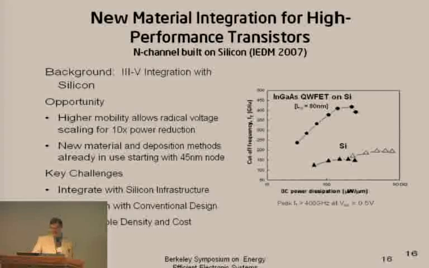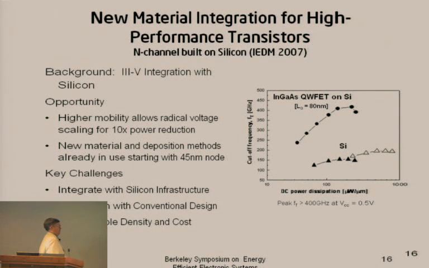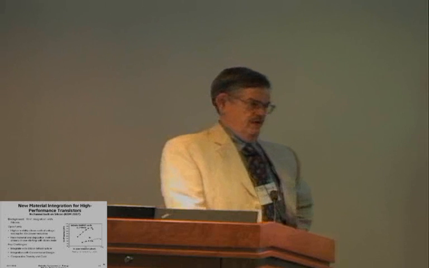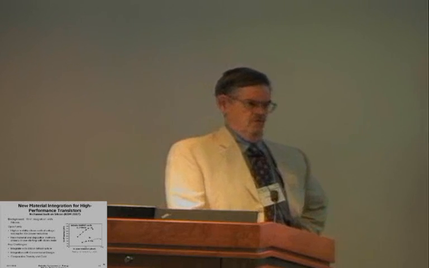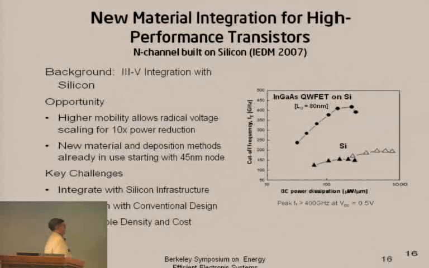However, introducing III-V channel materials into silicon posed a huge problem as far as matching the lattice constant between the silicon and the III-V material. So the key element there was to introduce a buffer layer that could mitigate the defects that would normally be associated with the difference in lattice constants. In addition, we needed to have a conventional design and comparable density and cost. But all that was done for the N channel.